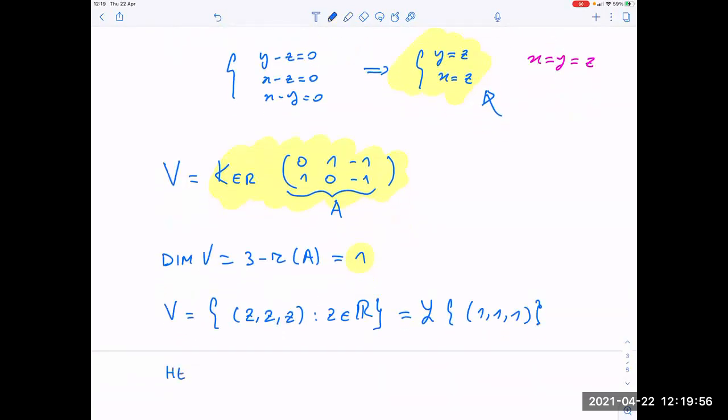So hence, here is a basis of V. Okay, and at the beginning, Jean Herrera produced, yes, he got it correct. He said the basis is here, and the dimension is 1. Okay, good. Any question about what we did?